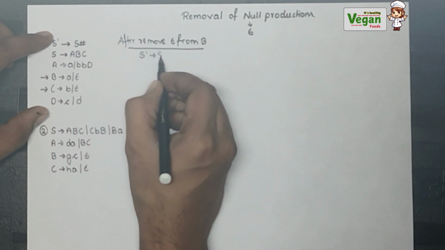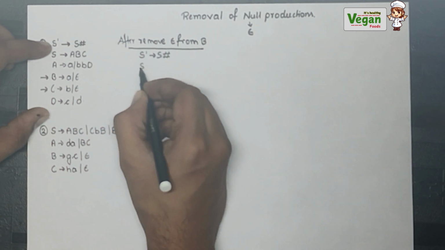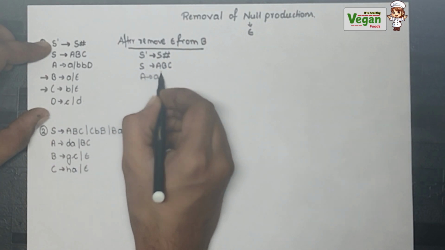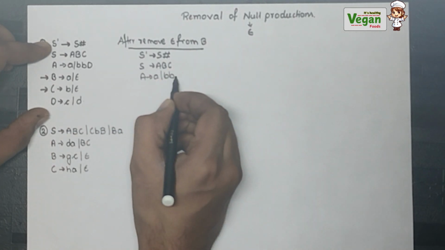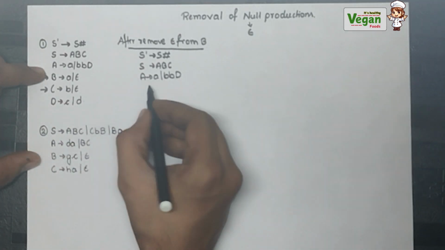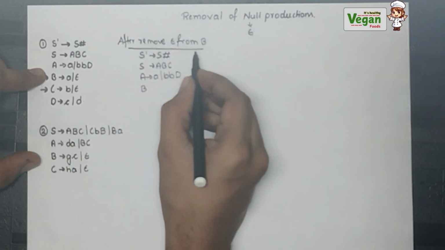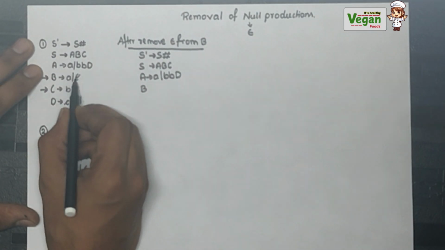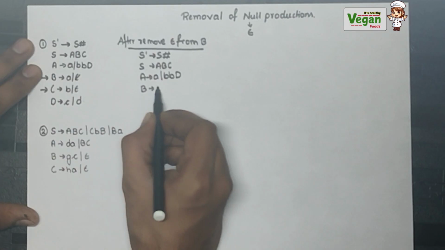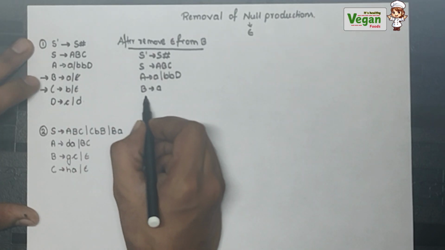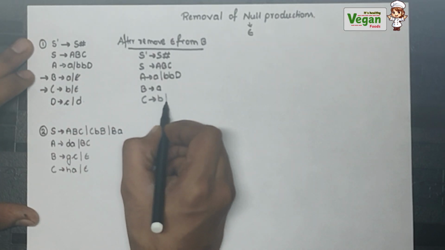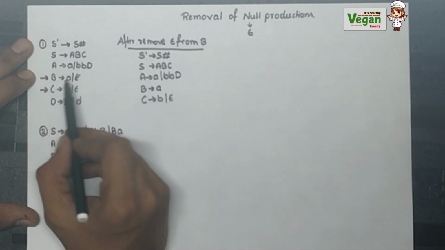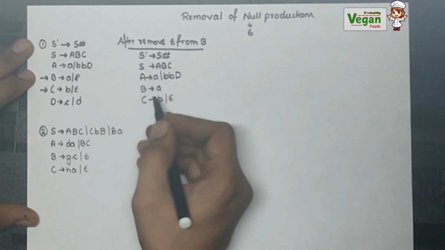S dash gives rise to S hashtag, S producing ABC, A producing small a, small b, small d and capital letter D. Here, when you approach B, because you are removing the epsilon from B, if you remove epsilon from B, only small letter a is left. So small letter a. Next, C is producing B slash epsilon. Here we are removing the epsilon from only capital letter B. So I wrote B slash epsilon.